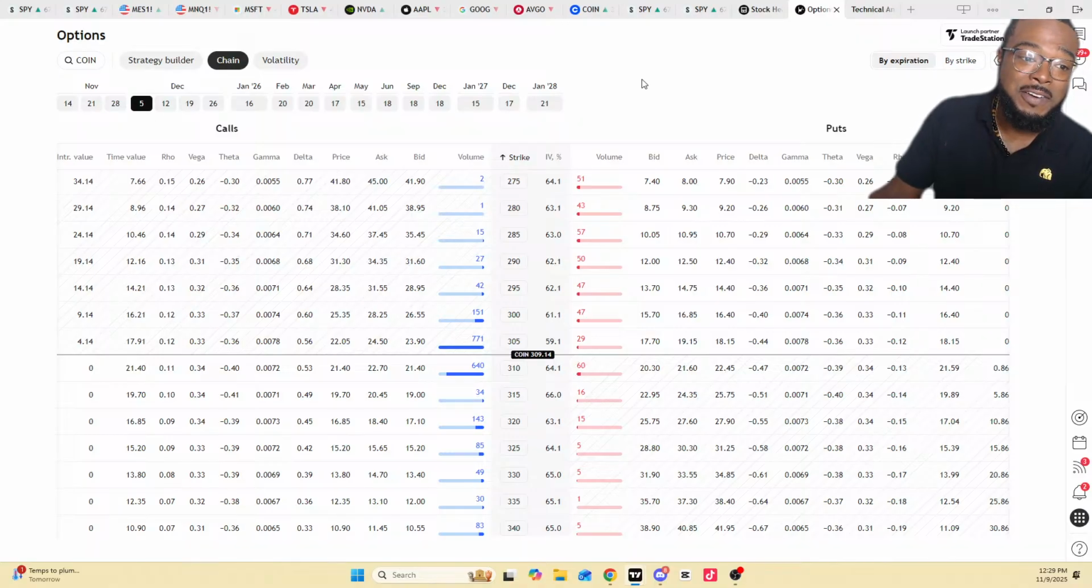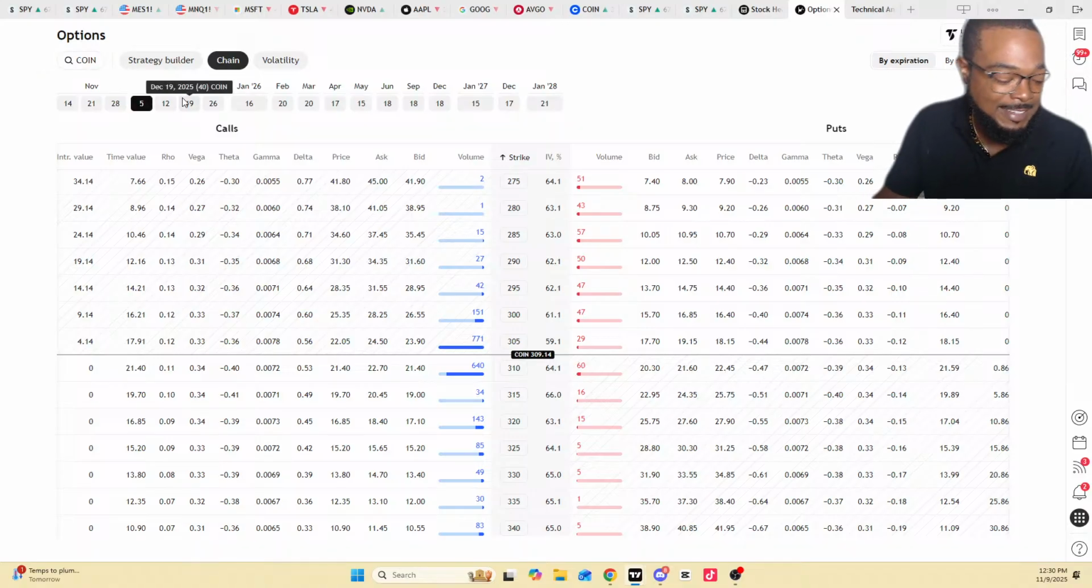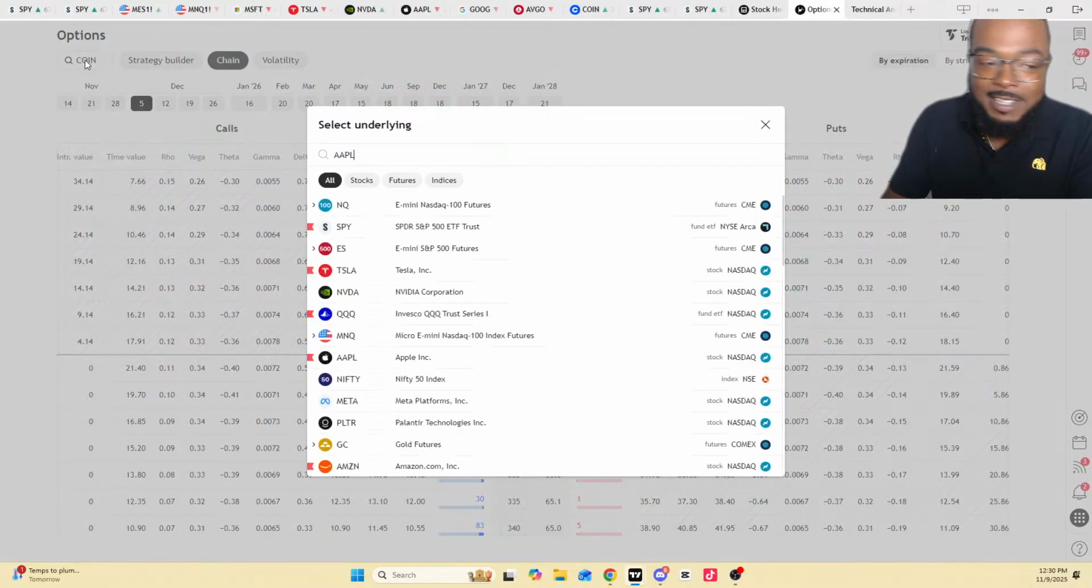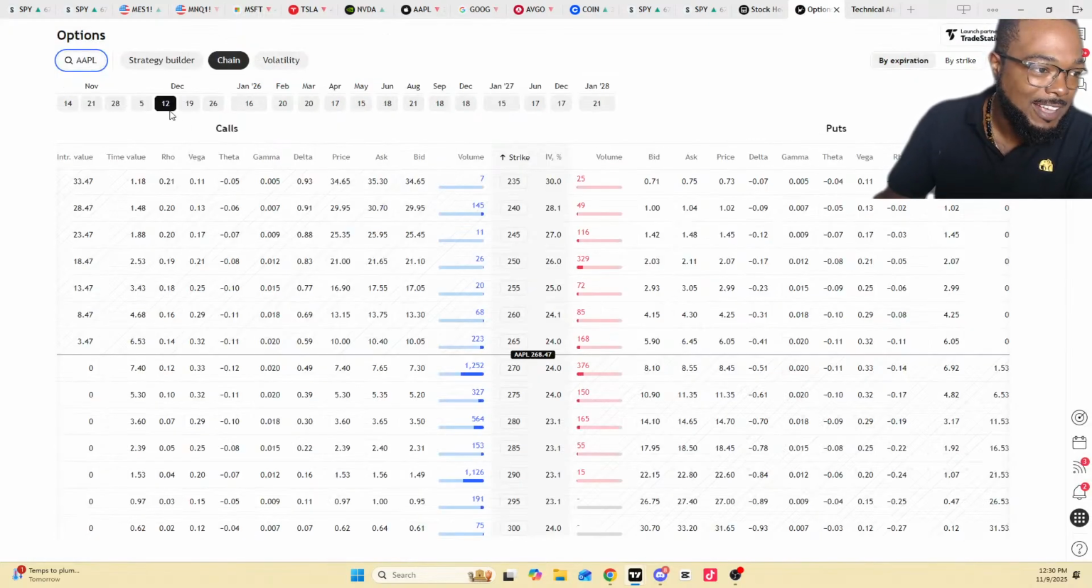And yes, going far out costs a lot of money, but then that's not the company for you to trade if it's too much money for you to go far out and it has a high IV. Okay? Let's go back to Apple. I don't want to scare y'all with Coinbase IVs. Let's go back to Apple.